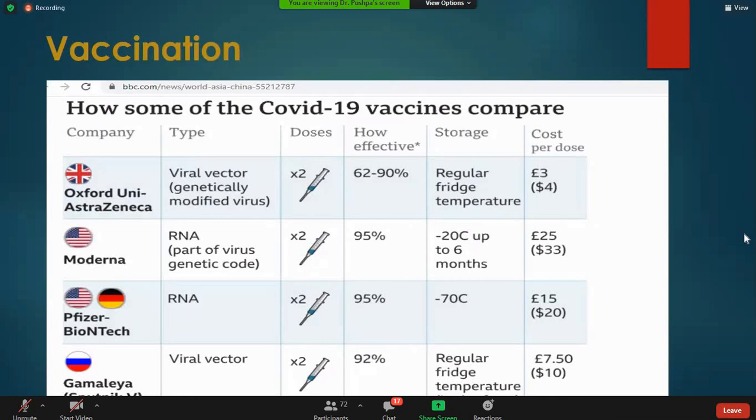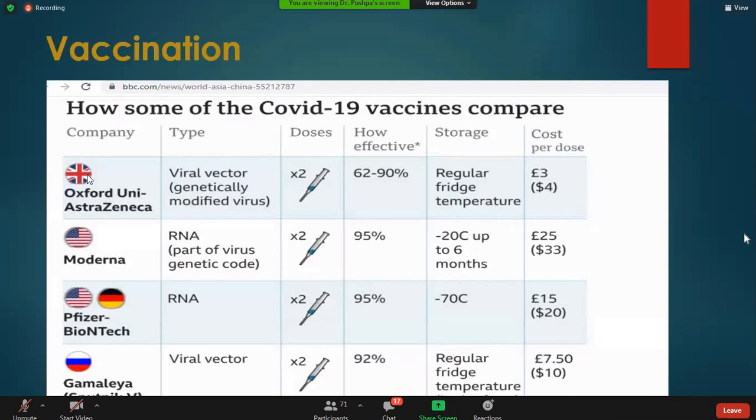Now coming towards the vaccination, what are the vaccinations that are available for this disease? And what are the vaccinations that are used in Pakistan? There are so many in the market, and you can see on the net that there are so many vaccines available. The country where each is made is shown by a flag here.